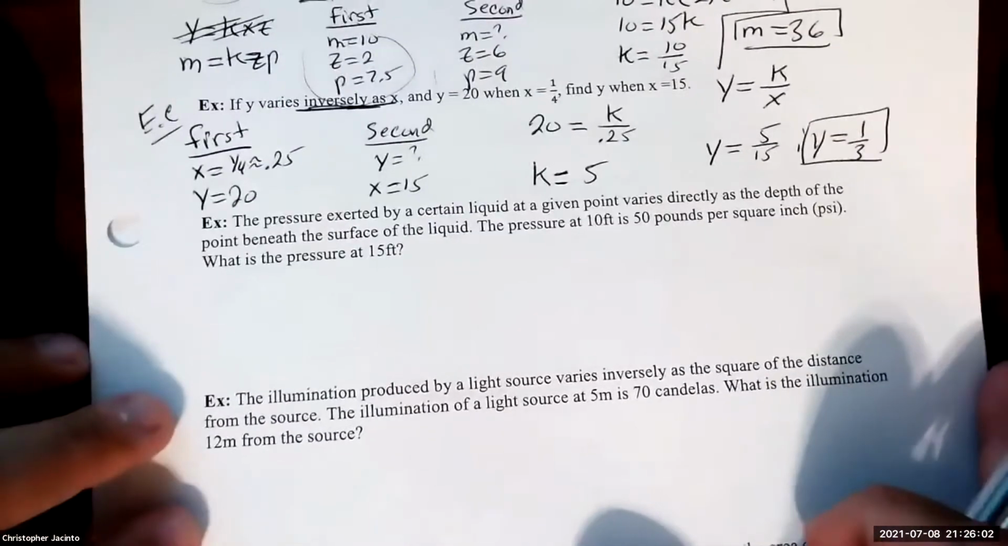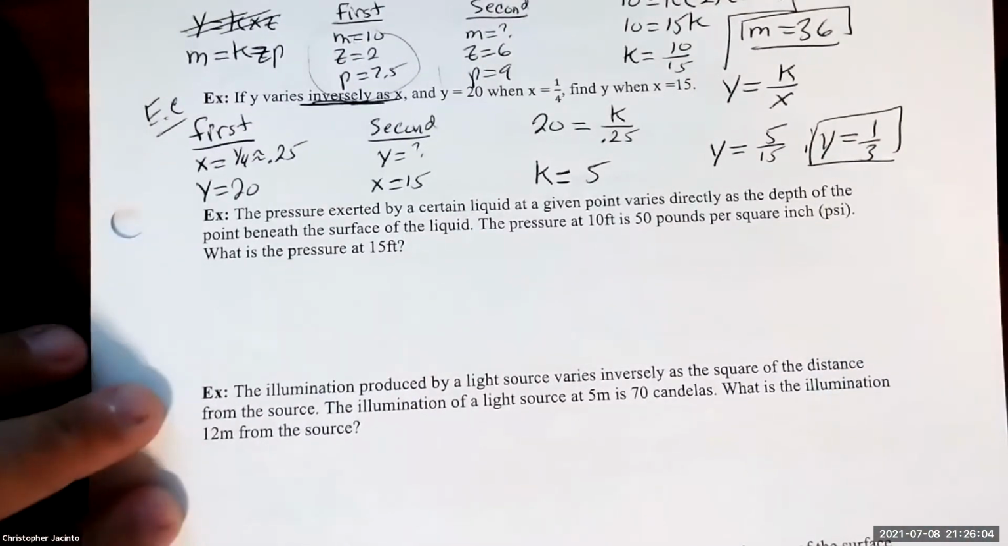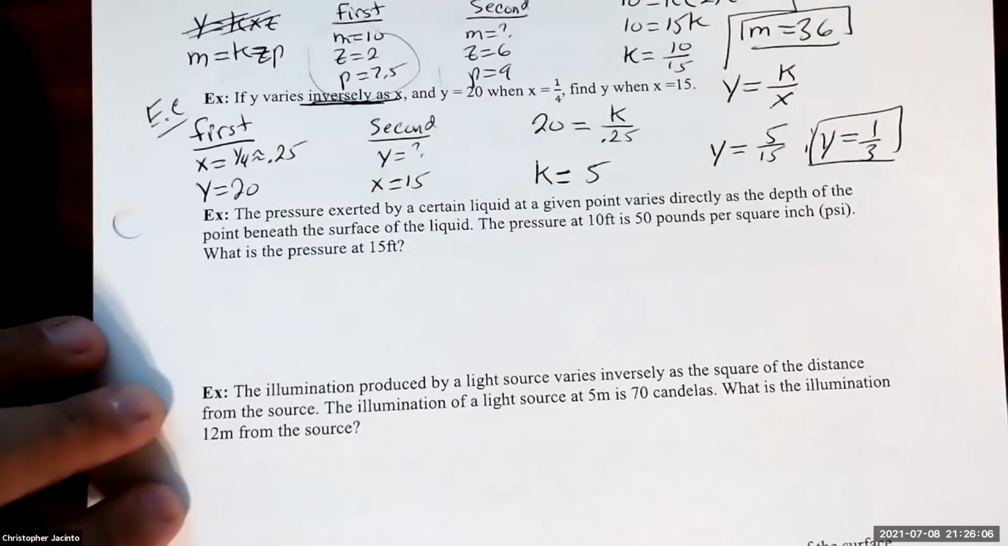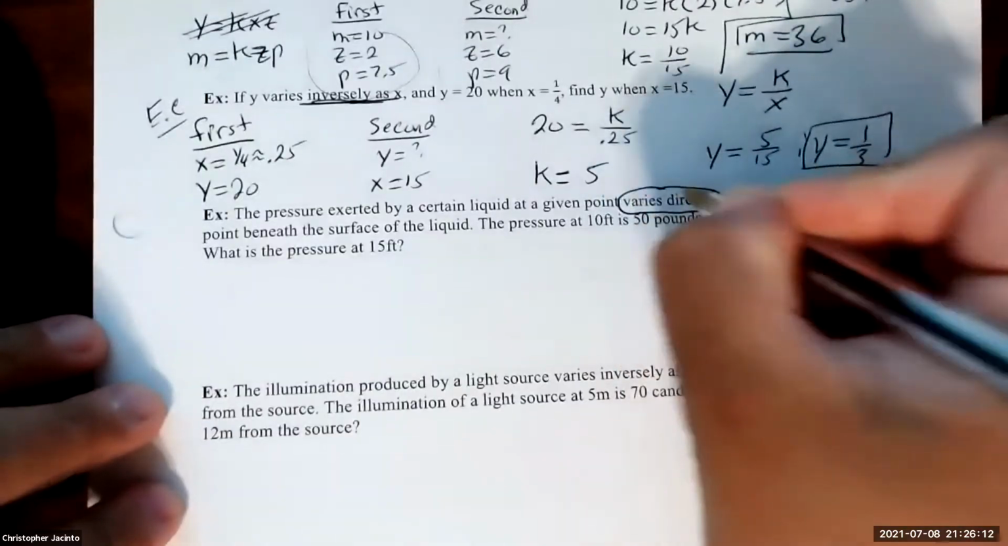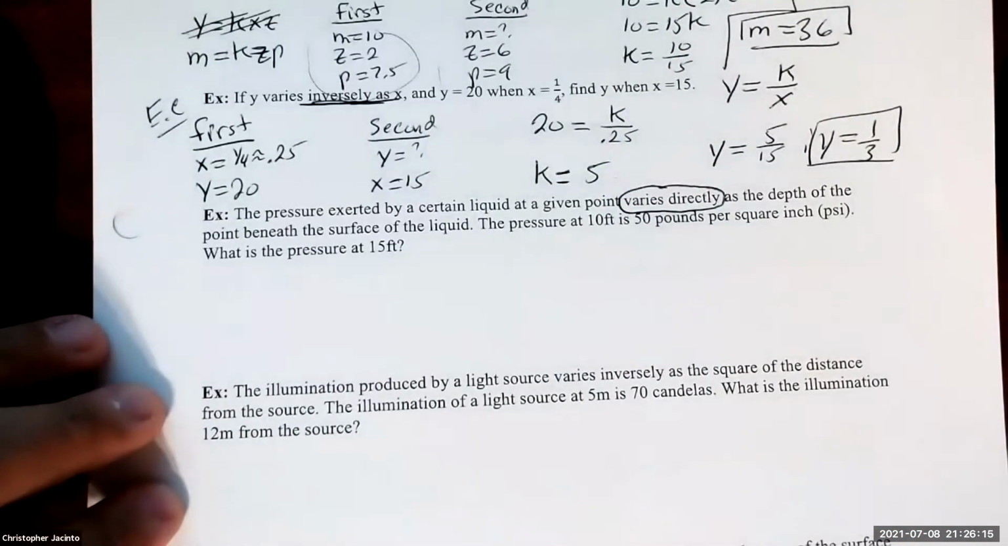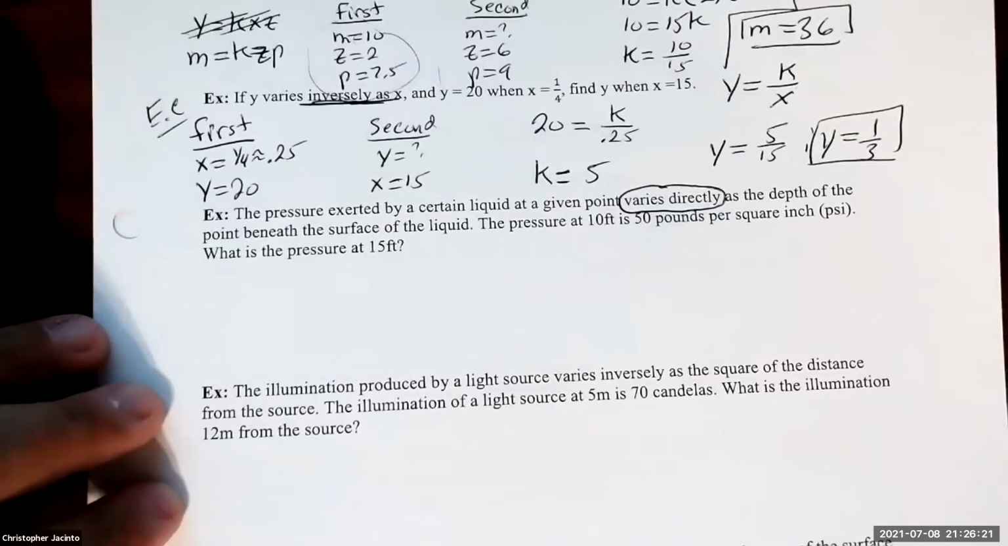Okay. All right. So let's suppose the pressure exerted by a certain liquid at a given point varies directly as the depth of the point below the surface of the liquid. The pressure at 10 feet is 50 pounds per square inch. What is the pressure at 15 feet?